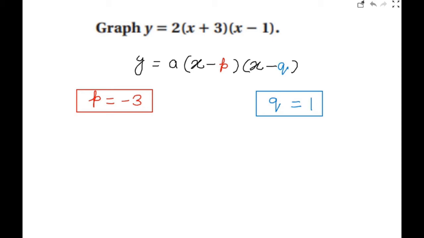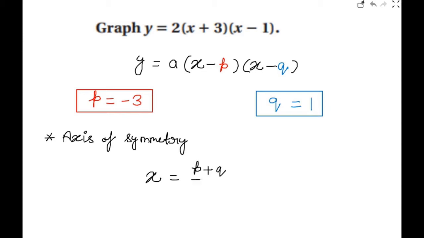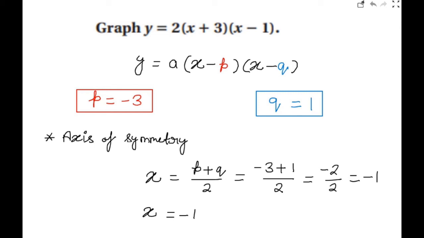After finding the x-intercepts, we need to find the axis of symmetry. For finding the axis of symmetry, we have a different formula now. The formula is x equals (p plus q) over 2. So we can substitute the values of p and q. p is negative 3, q is positive 1. We simplify this, it's going to be negative 2 over 2, which is negative 1. So x equals negative 1 is the axis of symmetry.